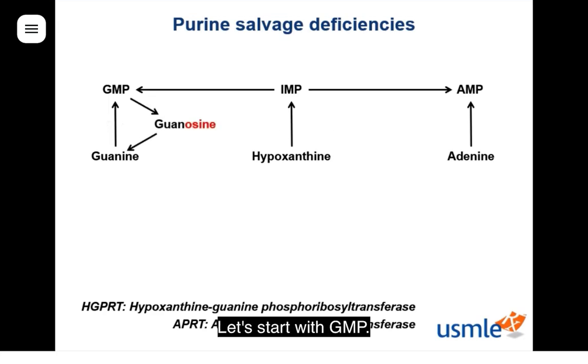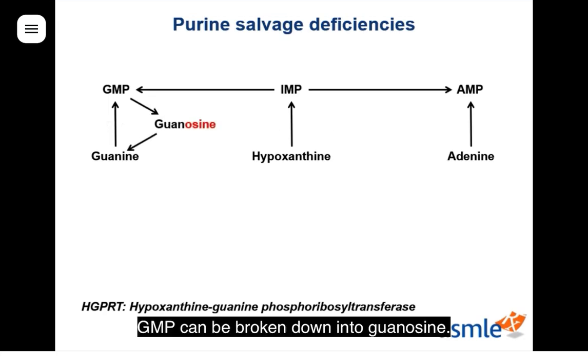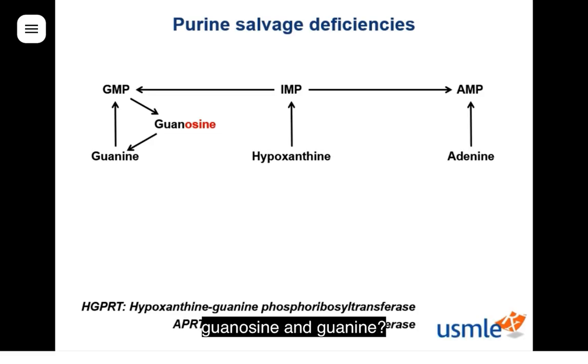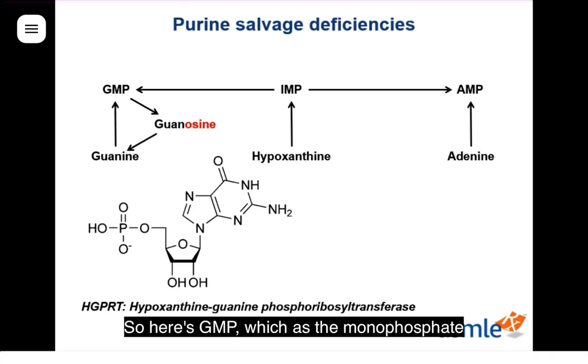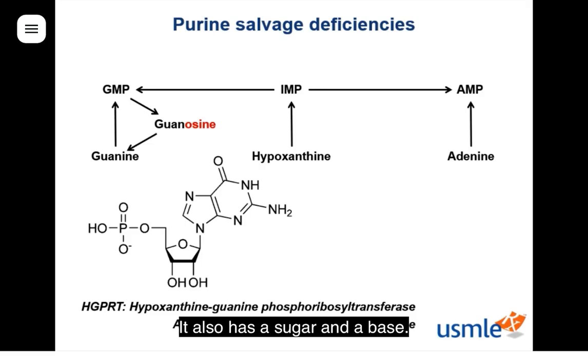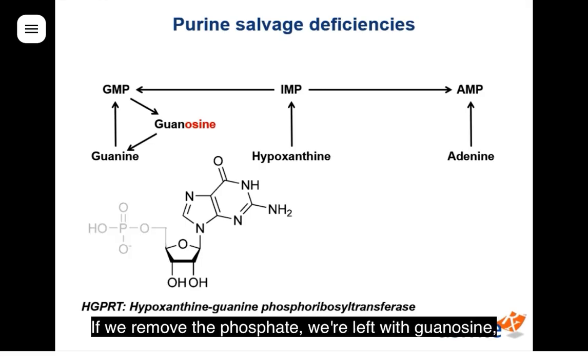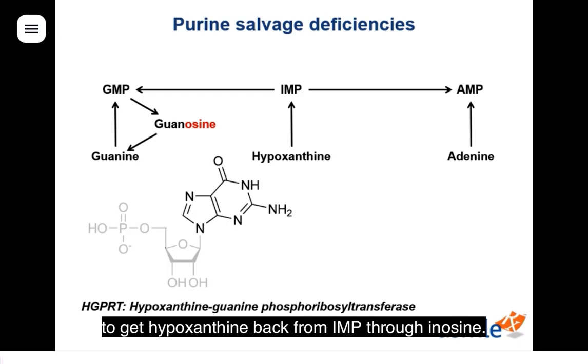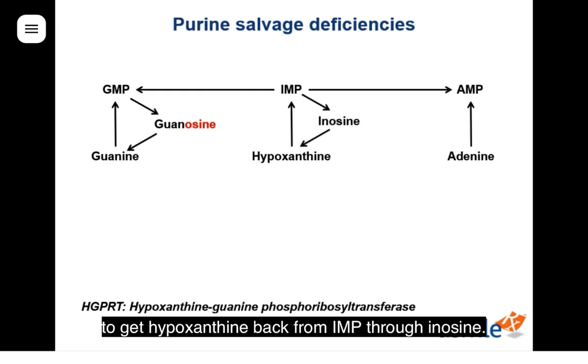Let's start with GMP. GMP can be broken down into guanosine. Do you remember what the difference is between GMP, guanosine, and guanine? So here's GMP, which, as the monophosphate in its name tells you, has one phosphate. It also has a sugar and a base. If we remove the phosphate, we're left with guanosine, and then if we remove the sugar, we're left with the guanine base. We can basically do the same thing to get hypoxanthine back from IMP through inosine.